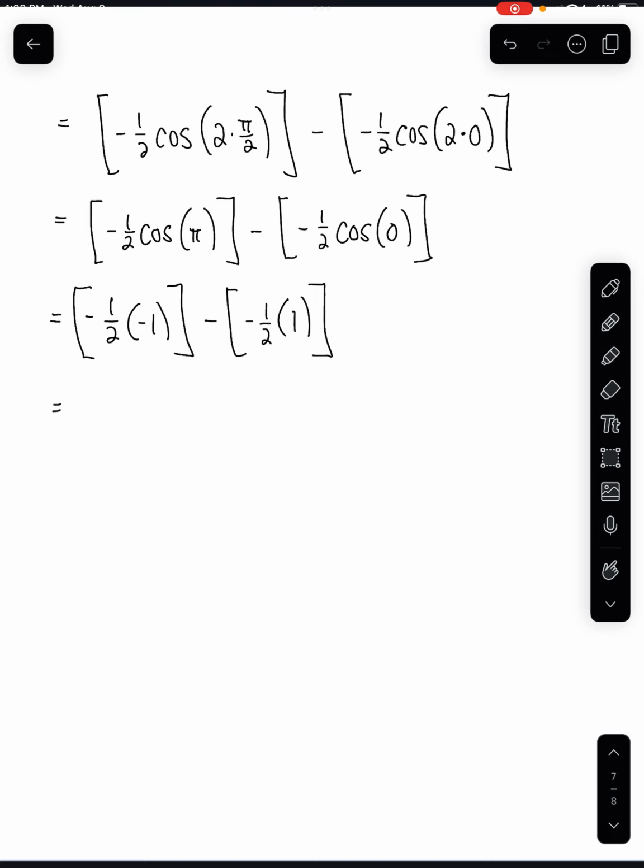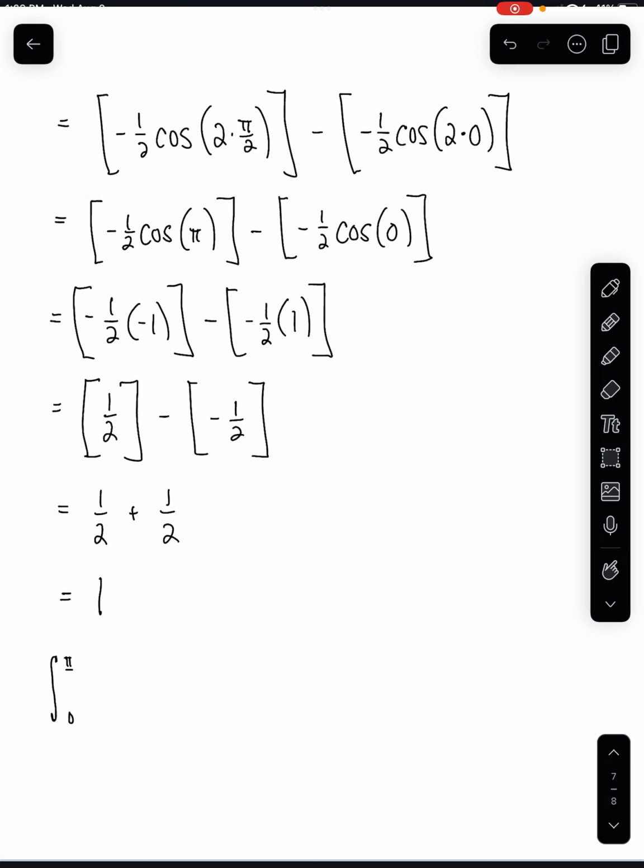So negative 1/2 times negative 1 gives us positive 1/2. Negative 1/2 times positive 1 gives us negative 1/2. And what we have here is 1/2 minus negative 1/2, which is 1/2 plus 1/2. And that gives us 1. So the definite integral from 0 to pi over 2 of sine of 2x dx is equal to 1.